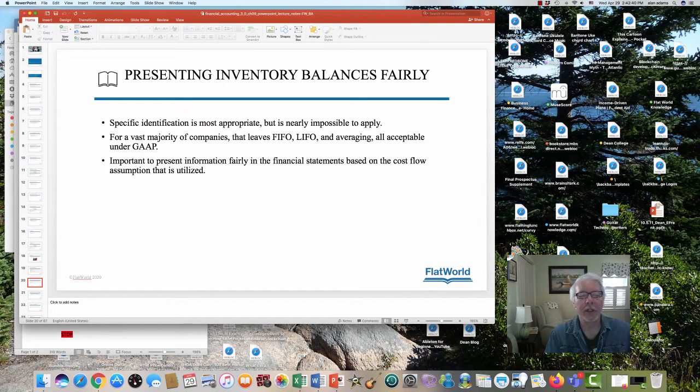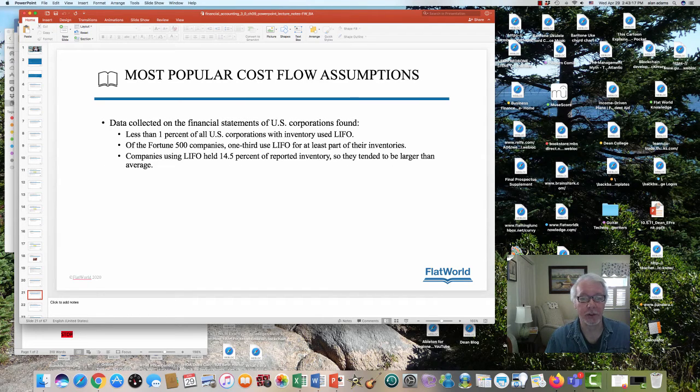Specific identification, in theory, is the most appropriate, obviously, but it's very impossible to apply unless you're selling yachts or bulldozers or very uniquely identifiable items. Okay, so GAAP recognizes FIFO, LIFO, and averaging, and a lot of variations on those. There are many types of LIFO. Okay, they are all allowed under US GAAP. Okay, and you have to make sure that you tell your shareholders, your readers, your lenders, everybody, all stakeholders, which method of inventory costing you are using.